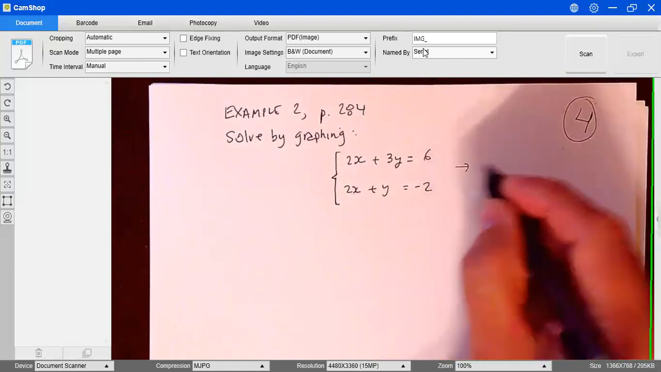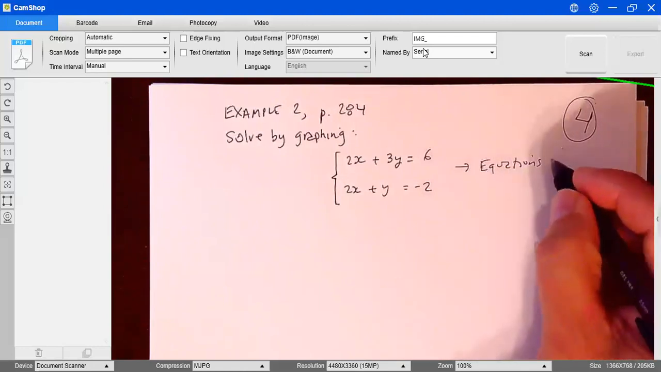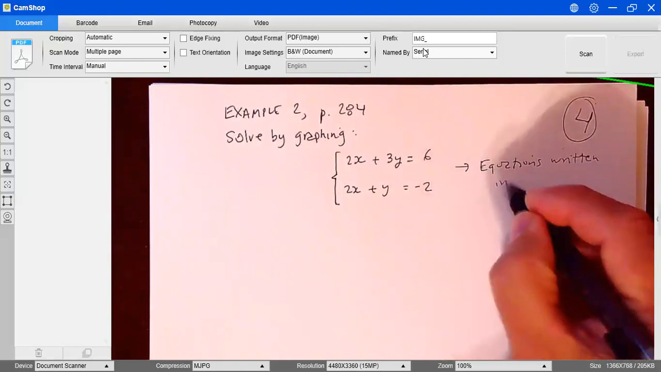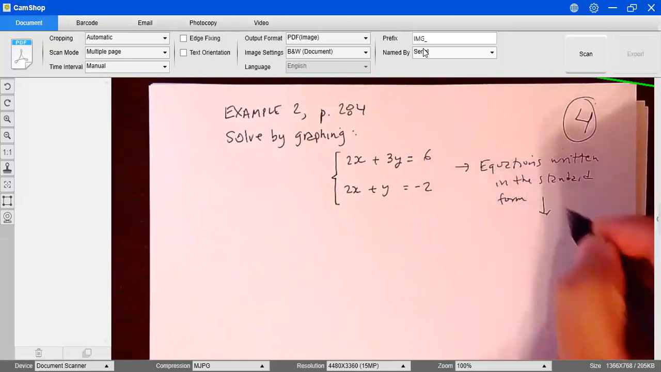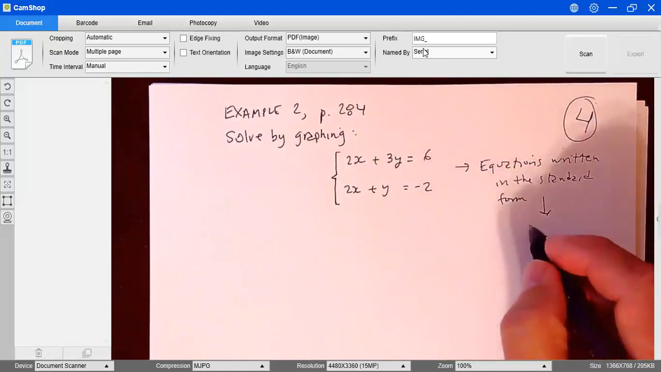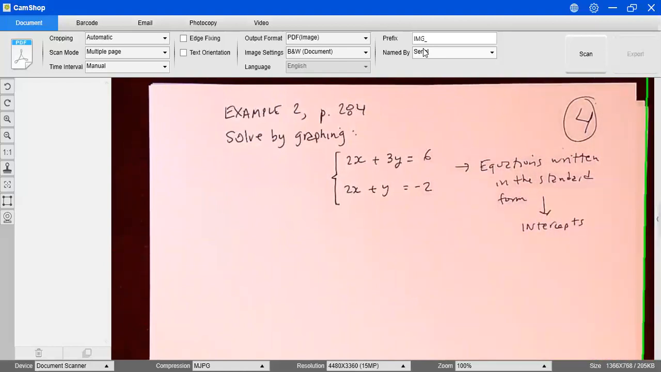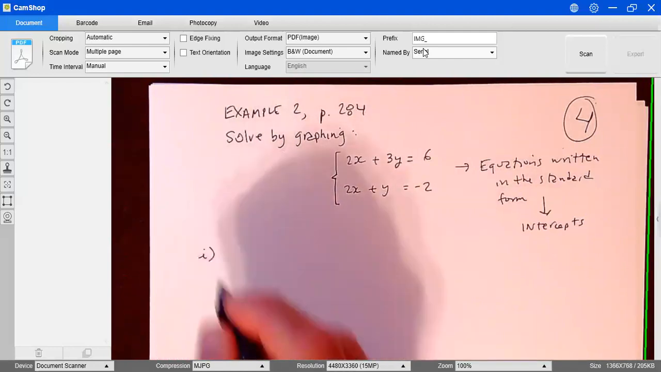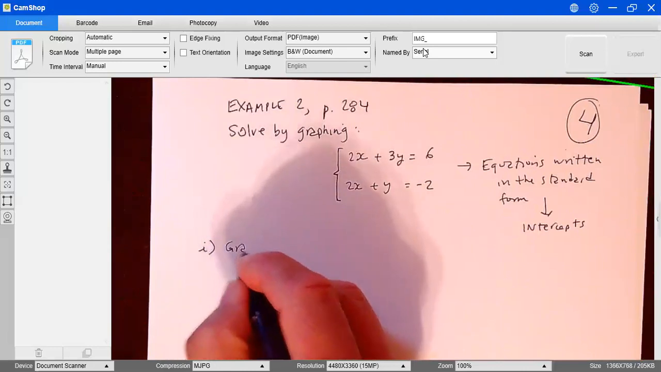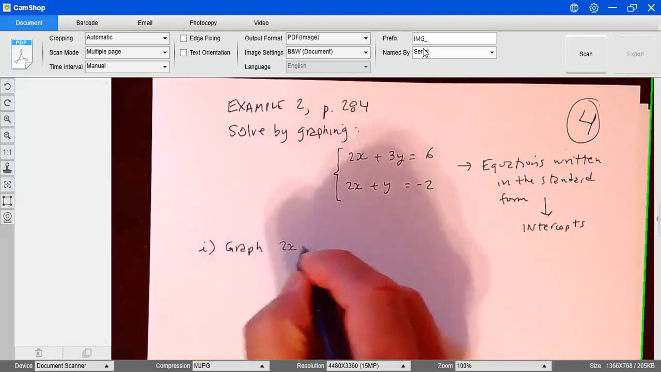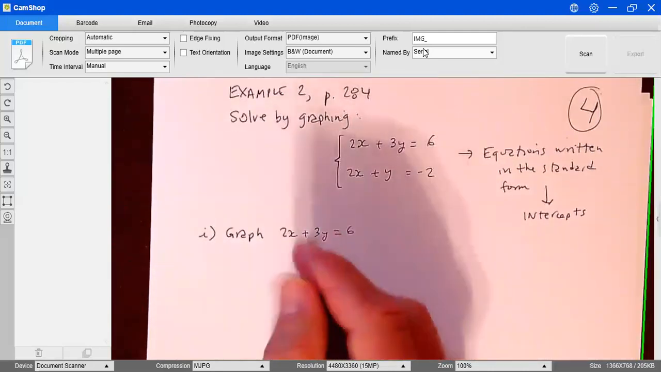Equations written in the standard form can be plotted by using the intercepts. So let's start with the first equation. We're going to graph 2x plus 3y equals 6. So that's the first step. We're going to graph the first equation.